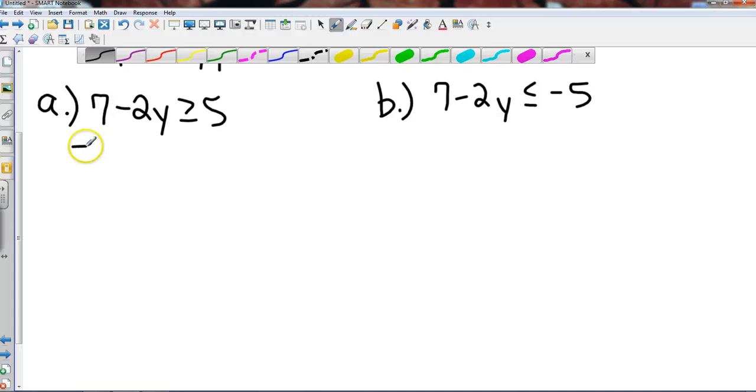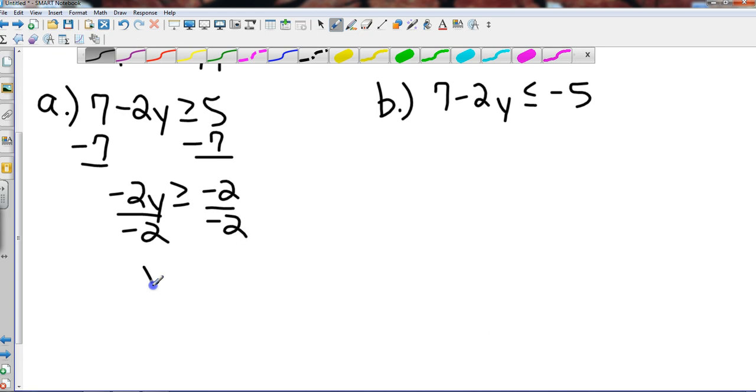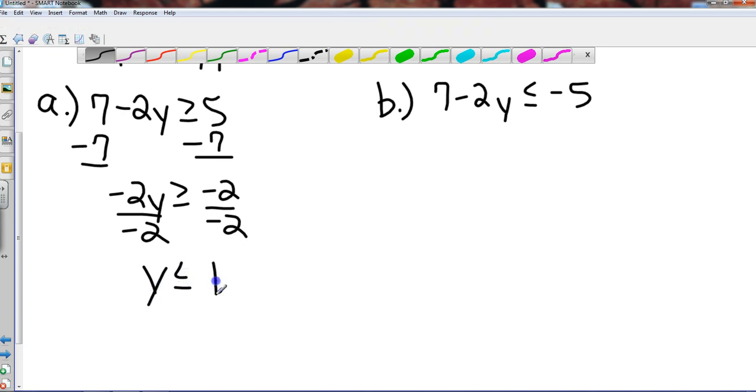Okay, so I'm going to subtract 7 from both sides. And I get negative 2y is greater than or equal to negative 2. And I'm going to divide both sides by negative 2 and flip the sign. And y is less than or equal to 1.